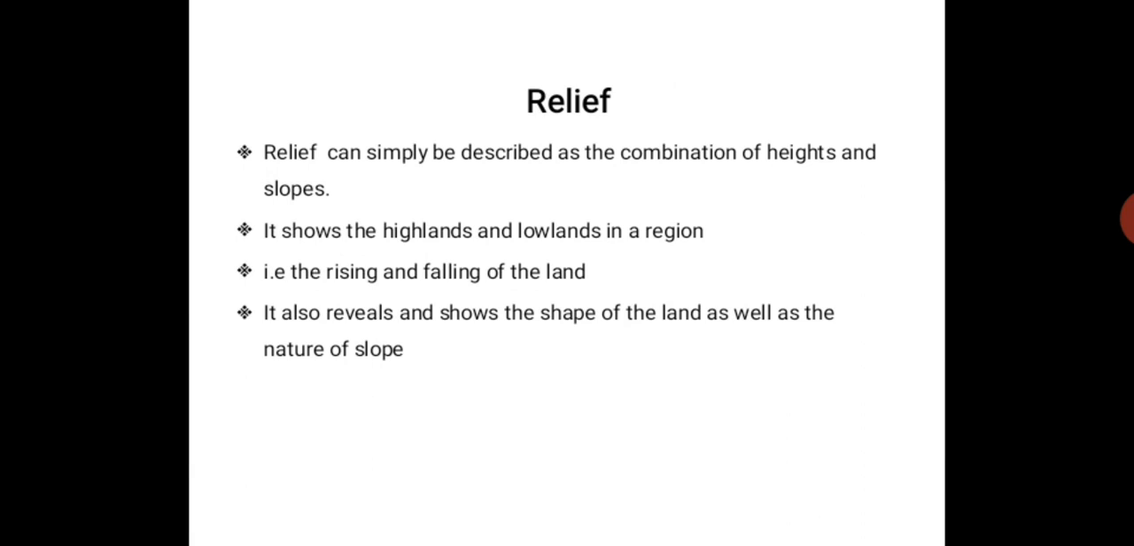It also reveals and shows the shape of the land as well as the nature of slope. The nature of the land. Is the land an undulating land? You understand what I mean by undulating? A land that caves in and out, caves in and out. You understand what I mean by slope also? It is a common word we use.